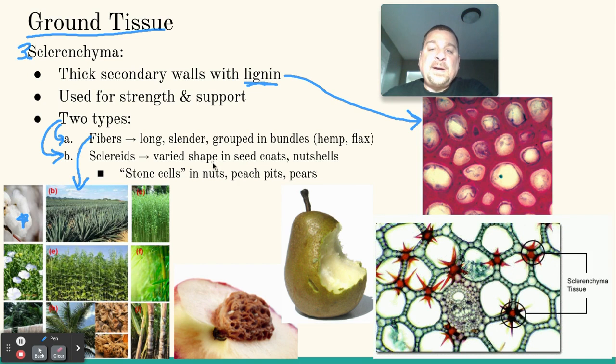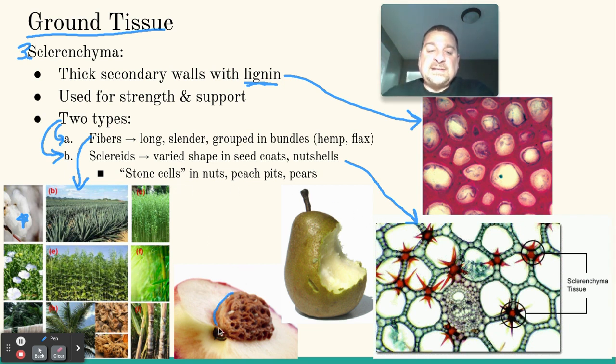Sclerids are a little bit more varied in shape. A lot of times you'll see them almost with this star or kind of spiny shape. They give stuff more support, make stuff really hard. Seed coats, nutshells when you're cracking peanuts, walnuts, hickory nuts, that kind of thing. A lot of sclerids to give that really rigid structure.